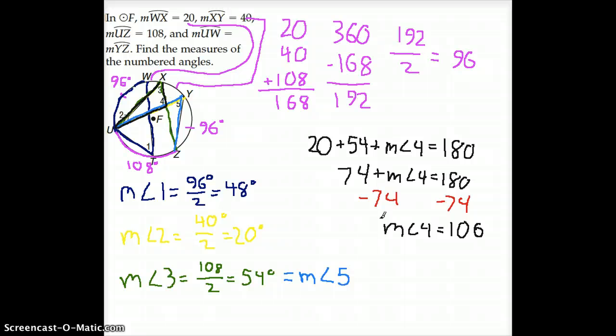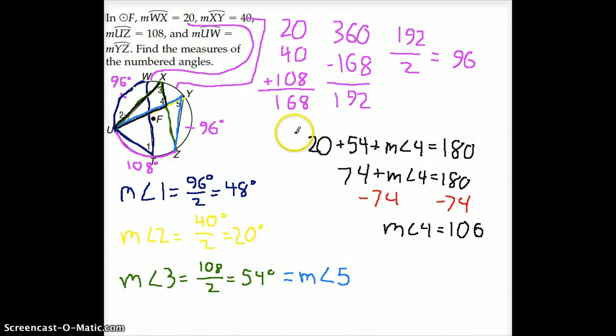So again, the key to this problem is remembering that the measure of an inscribed angle is equal to 1/2 the measure of the arc it creates. And so we did that several times here. The measure of angle 1 was equal to half of 96 because angle 1 goes to this arc UW, which we figured out was 96 up here.